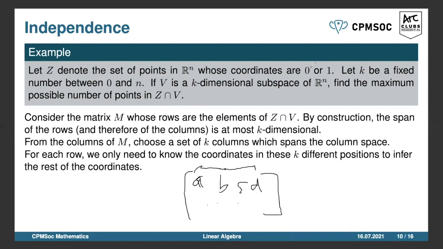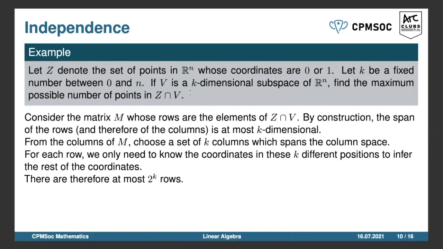And for each of these, there's two choices, 0 or 1. So the number of choices for each row, because the rest of the positions are determined by these first k, is just 2 to the k. So there's certainly not more than 2 to the k rows by that argument. We want to find the maximum possible number of points, so we also have to find an example that has 2 to the k rows.